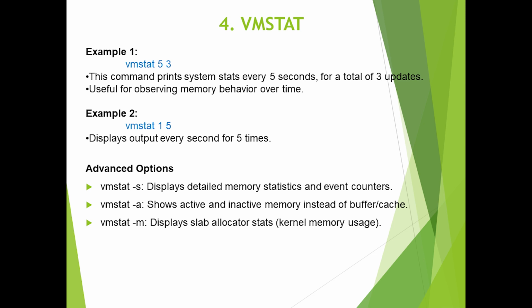The first example is vmstat 5 3. It gives the information that the command prints system stats every 5 seconds for a total of 3 updates, useful for observing memory behavior over time. The second one, vmstat 1 5, will display the output every second for 5 times. Advanced options: vmstat -s displays detailed memory statistics and event counters. vmstat -a shows active and inactive memory instead of buffer and cache. vmstat -m displays the slab allocator stats, that is kernel memory usage.